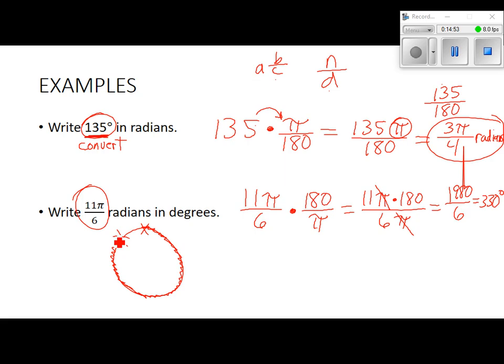So that's how to convert from degrees to radians and radians to degrees. Again, use your calculator, don't make that any harder than it really is.